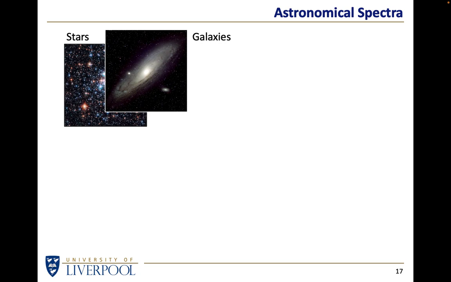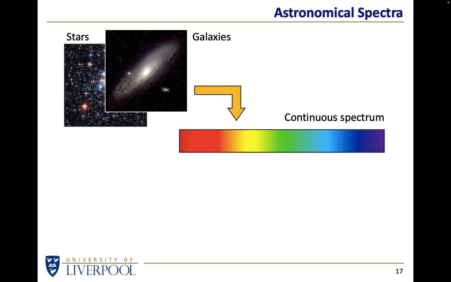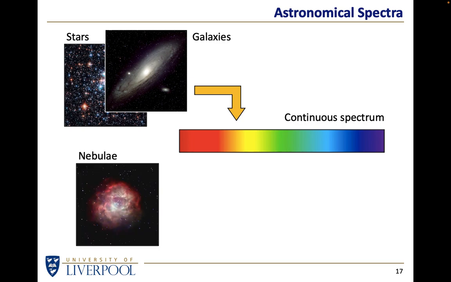Stars and galaxies emit across the whole spectrum. So yes, some red stars will be brighter in the red than they are in the blue, and some blue stars will be brighter in the blue than they are in the red. By the time you've averaged over lots of stars in an entire galaxy, the whole thing is basically lit up across the entire spectrum, all the colors of the rainbow coming from stars and galaxies. But it's different if you look at nebulae.